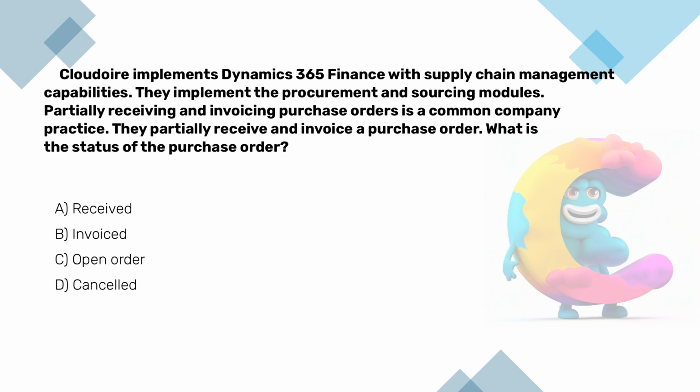Okay, now pause the video here, have a bit of think, and then continue when you are ready. The purchase order status is open order. This occurs when partial receipt is made before full invoicing or billing.